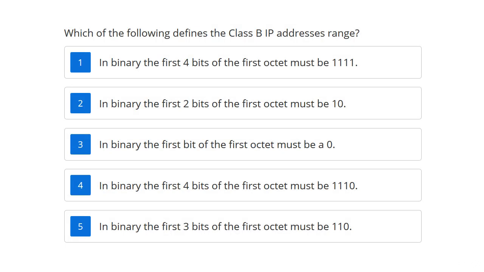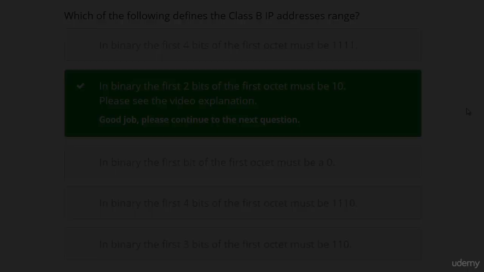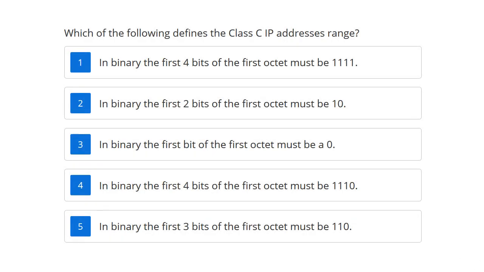Which of the following defines the class B IP addresses range? Well, for class B, the first 2 bits of the first octet must be 1 0. Which of the following defines the class C IP addresses range? Well, for class C, the first 3 bits of the first octet must be 110.